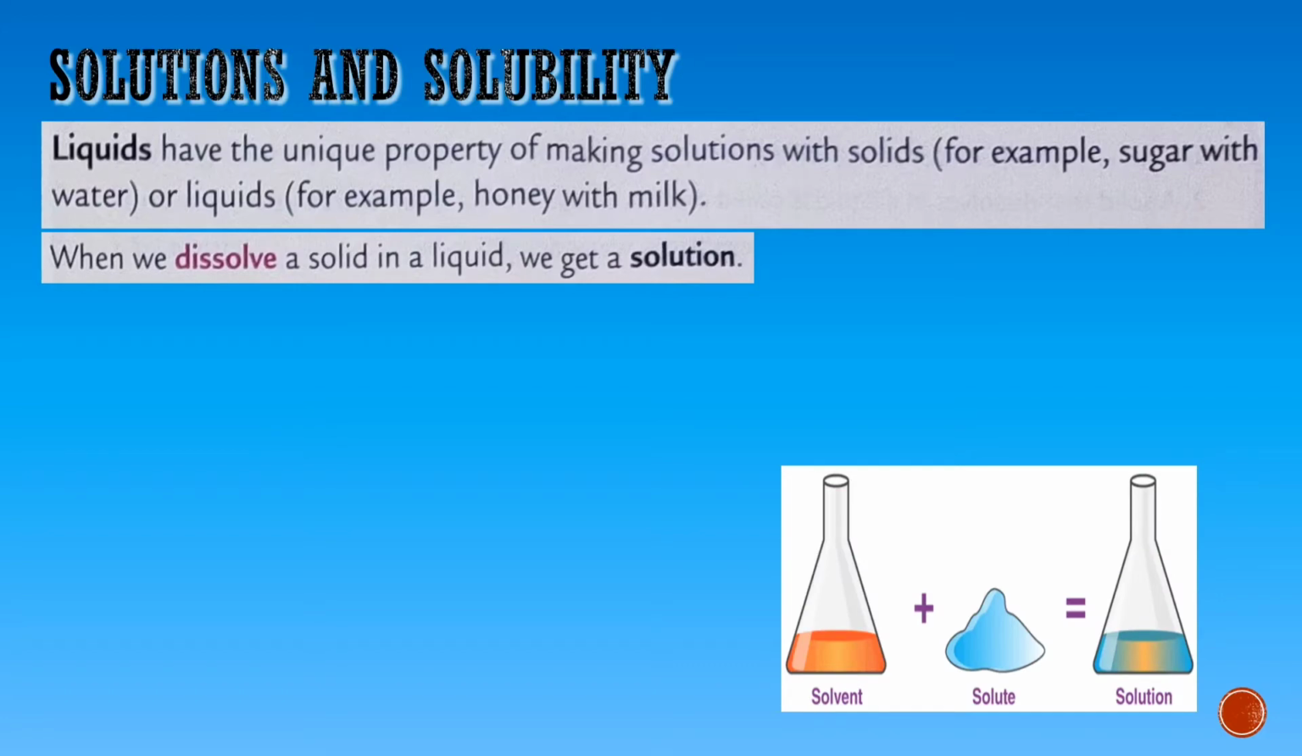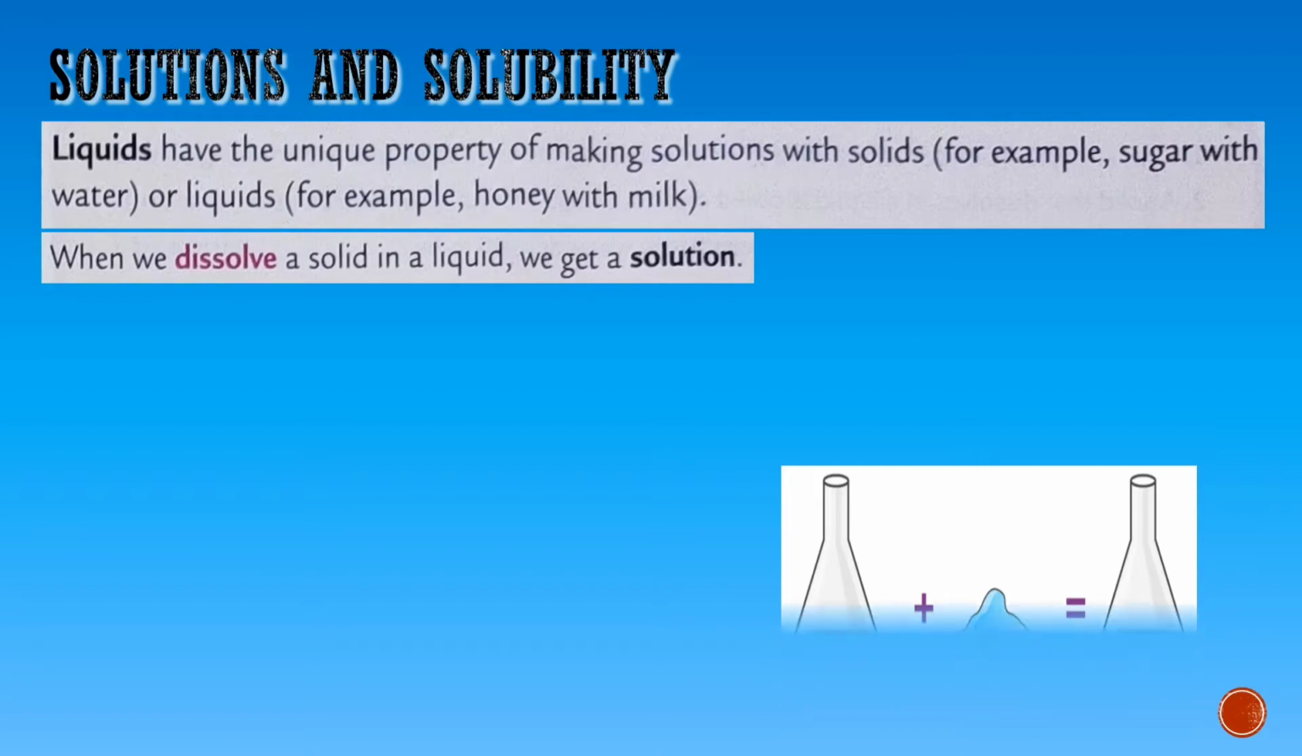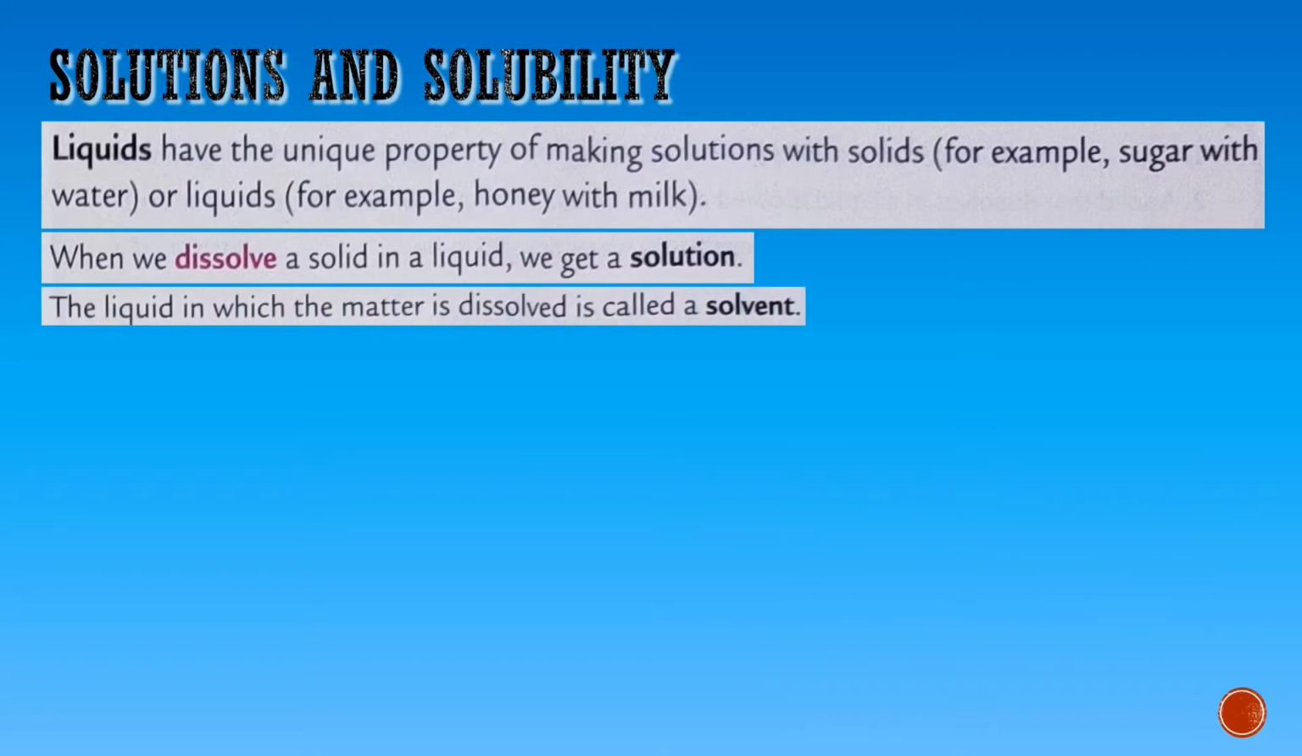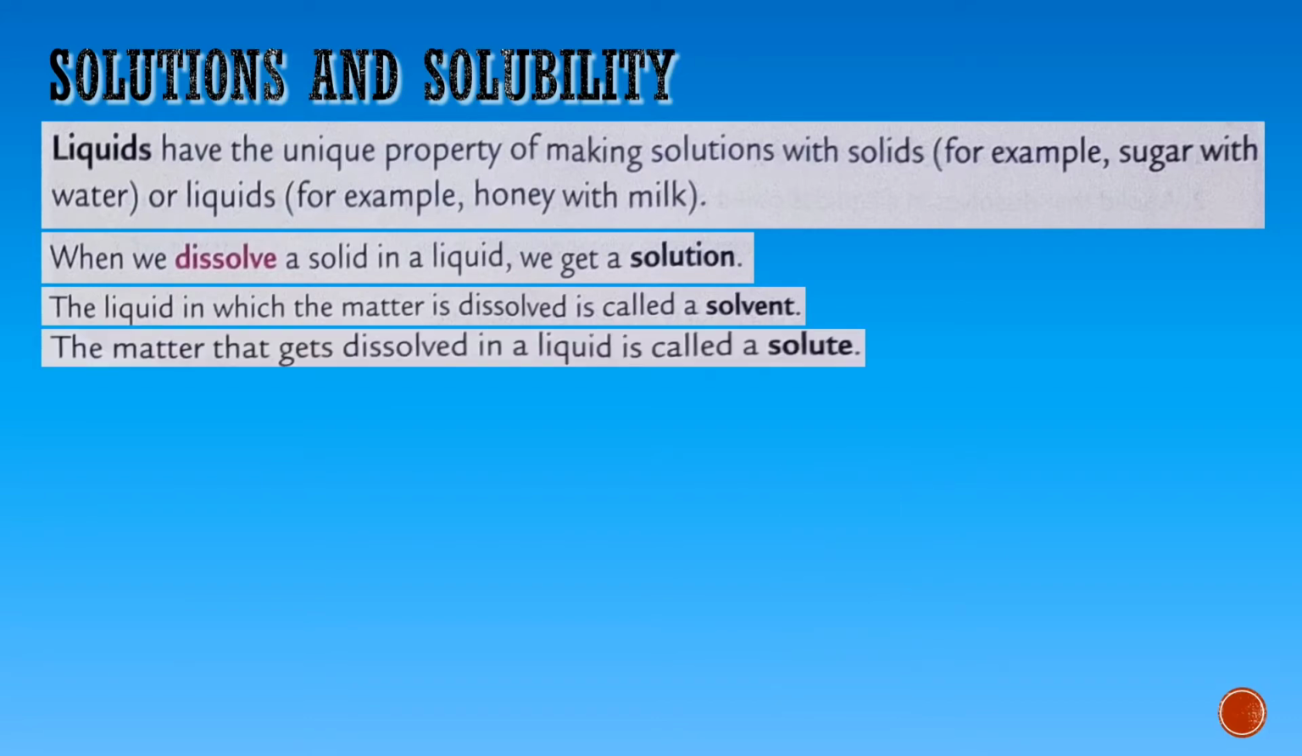Solvent plus solute is equal to solution. You see, solvent is the liquid, solute is either liquid or solid, and mixing together we get a solution. Now you see, the liquid in which the matter is dissolved is called the solvent, that is this one. Next, the matter that gets dissolved in a liquid is called a solute, like this.